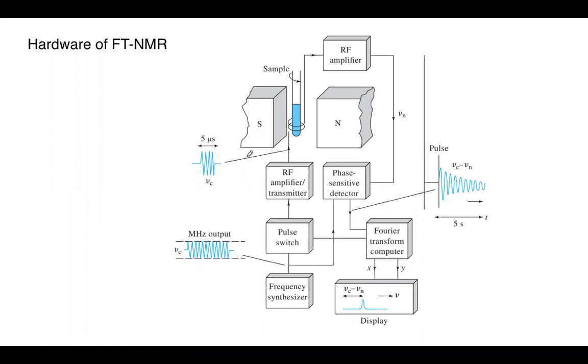We use some sort of radio frequency, which we pass through the sample using this radio frequency coil. Then we amplify that signal so we can actually measure it. We've got a phase sensitive detector. We Fourier transform this measurement, and we get a display of certain peaks at certain positions, which are relative to the reference.